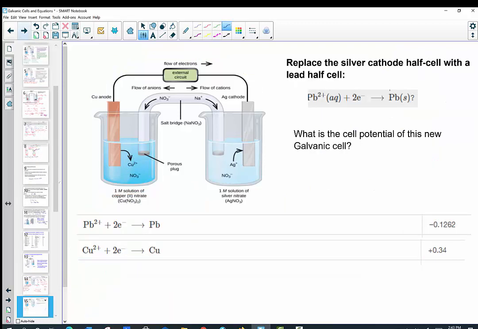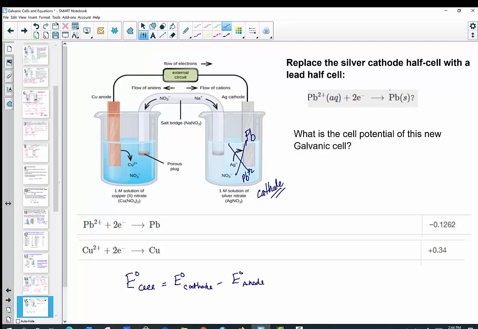Let's try another. Real simple. It says, same picture as before, but instead of the silver, let's replace it with lead. Alrighty, so over here on the cathode side, we have a different half reaction. We have a piece of lead in there, and the lead ion is being reduced. So again, Ecell at standard conditions is found by taking the cathode potential minus the anode potential.